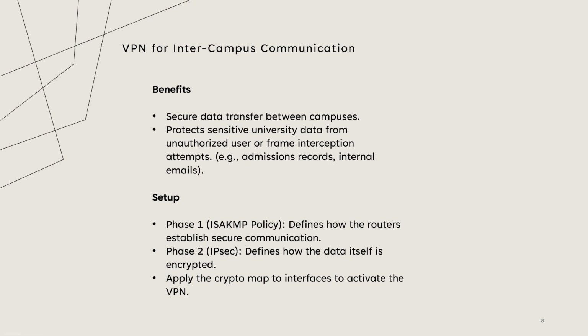VPN. This is another hard one for me. Since the campuses need to communicate securely, a VPN is essential. The VPN ensures that sensitive data, such as admissions records and internal emails, are all encrypted. The VPN is established in two phases. Phase one, using ISAKMP, establishes the secure communication between routers, and phase two uses IPsec to encrypt the data. After defining the ISAKMP policy, we go ahead and configure IPsec and apply the crypto map to the interfaces. Very complicated.